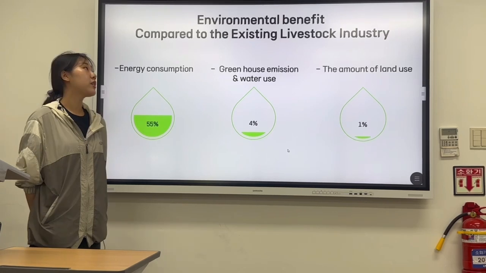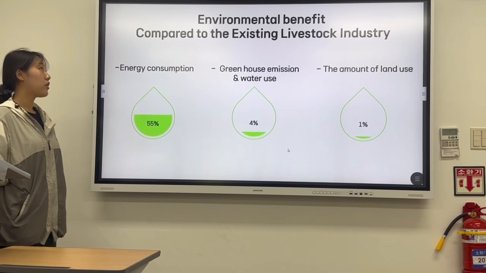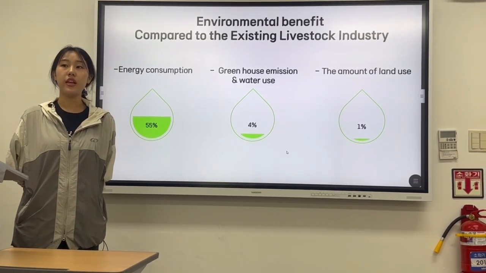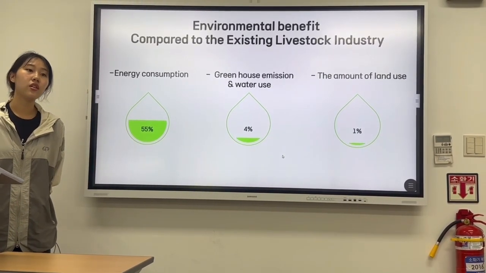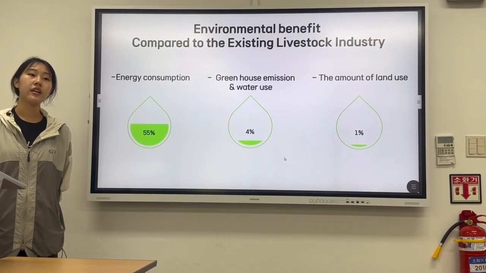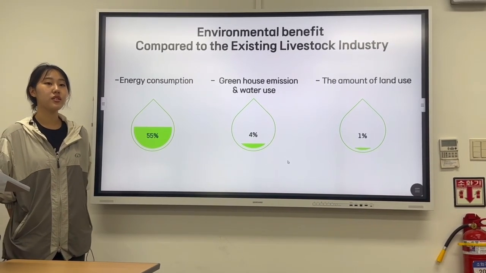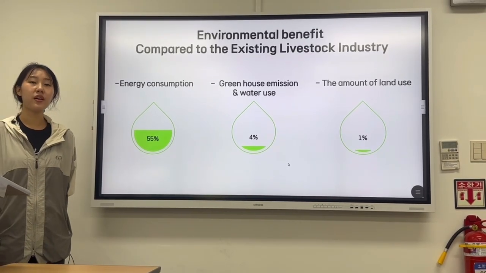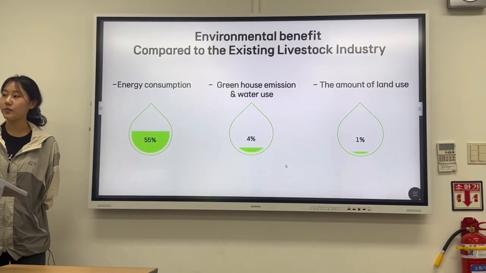When we look at it in environmental aspects compared to the existing livestock industry, it uses 55% of the energy consumption, 4% of the greenhouse gas emission and water use, and 1% of the land use. In conclusion, the consumption of meat is increasing and the pollution caused by the livestock industry will intensify. I think the reduction of meat consumption is impossible, so the introduction of cultured meat is essential. And next, the technology will be introduced by Minji.